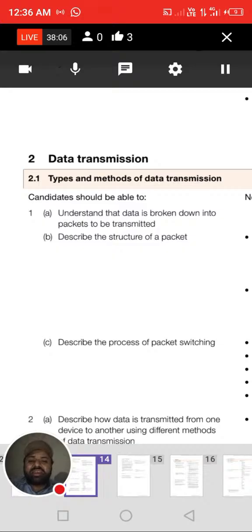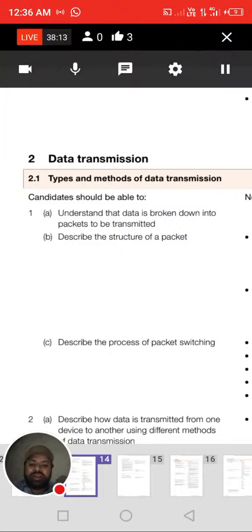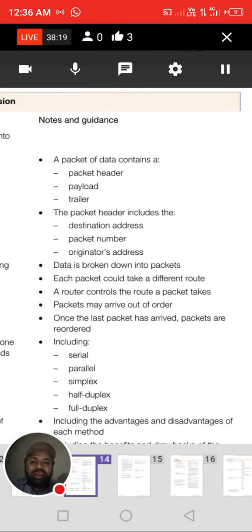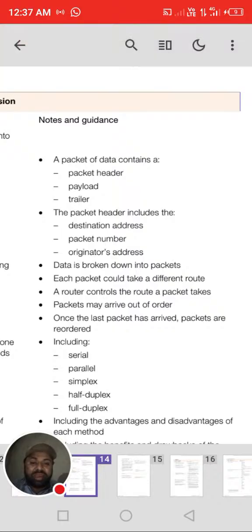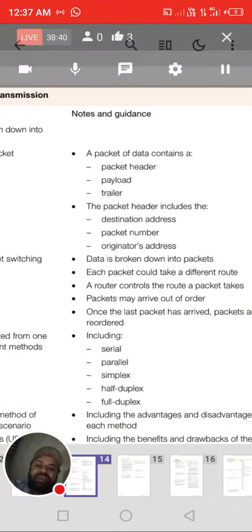Types and methods of data transmission: the candidate should be able to understand that data is broken down into packets to be transmitted, and the structure of a packet. When we transmit something, it is in the form of a packet. What is a packet? It contains different information: a packet header with information for the destination, the payload, which is the actual information, and trailer bits, which give security to your packet as well.